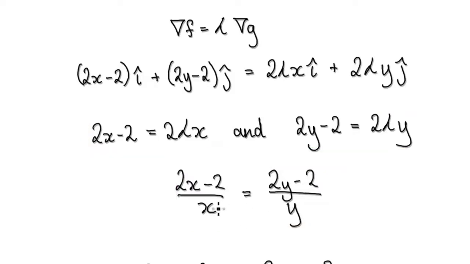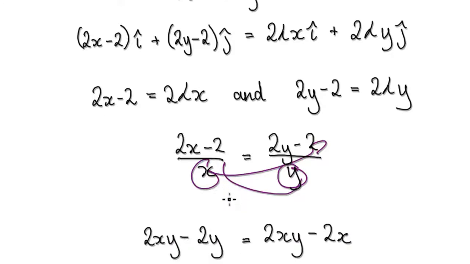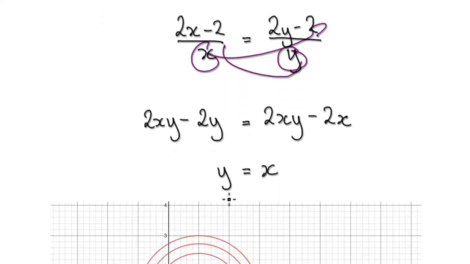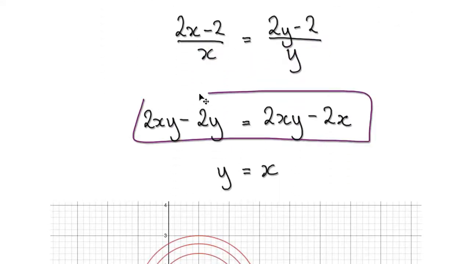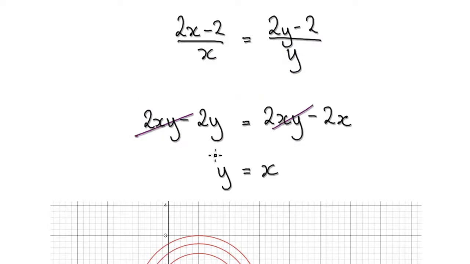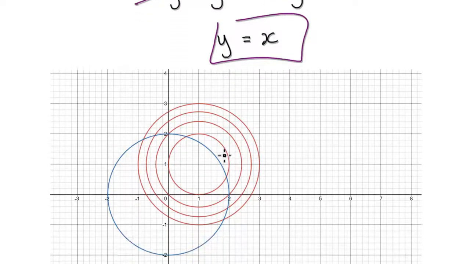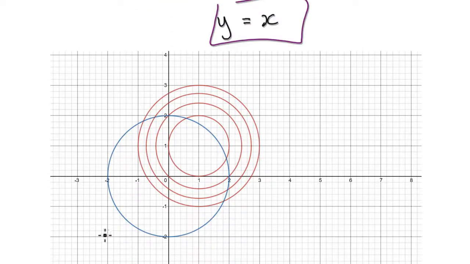So now times both sides by x, times both sides by y. That will then take us to here. These two cancel each other out. Divide both sides by -2. So y must be the same as x, meaning y equals x looks like this.